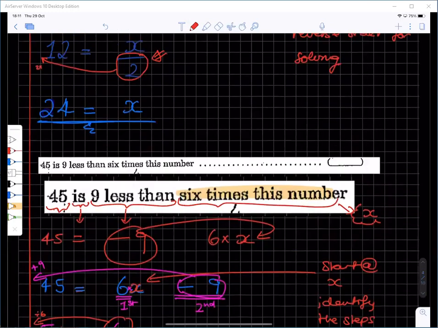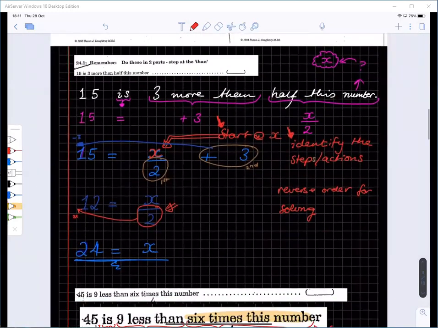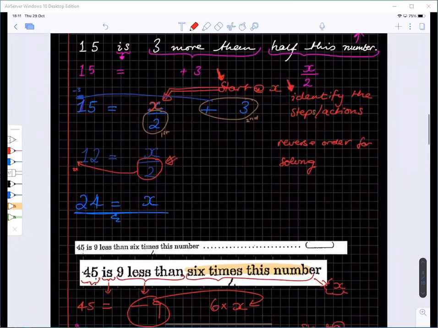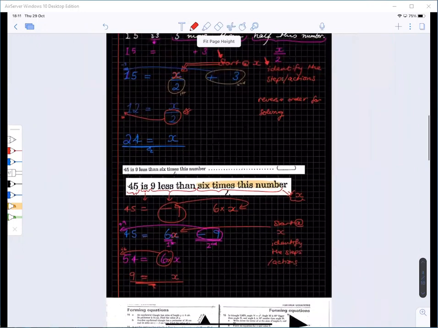Okay, so there was the first one. So this one had 3 more than half this number. So we had an adding part with the fractional part. This one we had 9 less than, so we have a minus part with 6 times the number, the multiplier part. So if you look at the two questions, the first one had plus 3, this one got minus 9. The first one had half of it, which is divided by 2. This one had 6 times, which is times by 6. So you have to literally translate the words and then put it together in the right way.